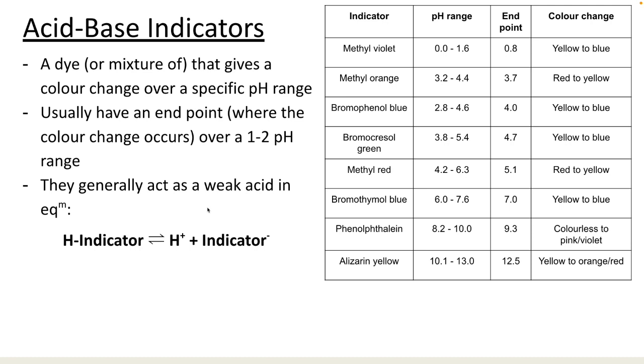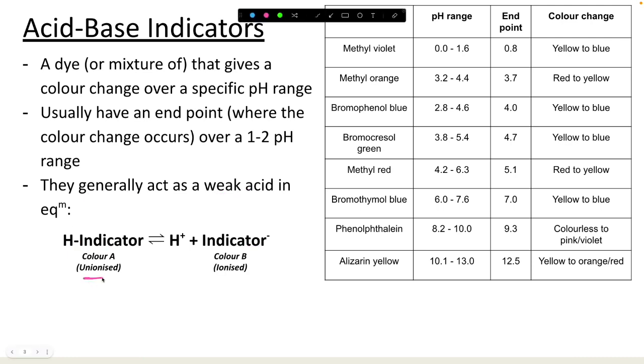So what's going on here? Generally, they're acting as a weak acid in equilibrium. Let's recall that Brønsted-Lowry definition of the acid as a proton donor. So again, generally, we have our indicator molecule, whatever it is. You can see there's a whole range of good stuff. And they've got a proton that's able to be donated where we can ionize the indicator, acting as a weak acid, implying that we've got that equilibrium reaction there.